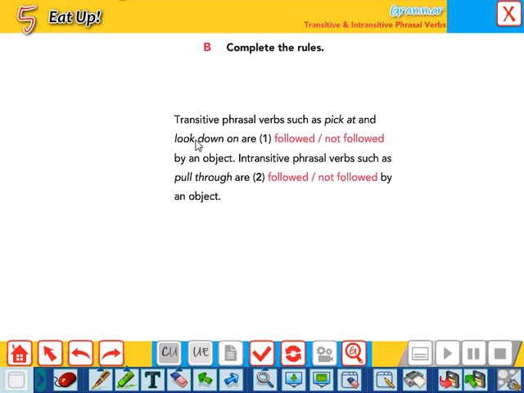Complete the rules. Transitive phrasal verbs such as pick at and look down on are followed or not followed by an object. Intransitive phrasal verbs like pull through are followed or not followed. Look at the answer. Followed because they are transitive. Not followed because they are intransitive.